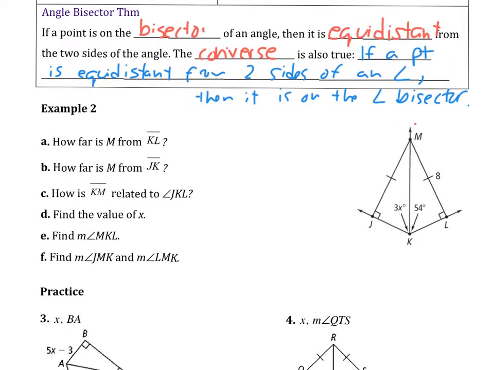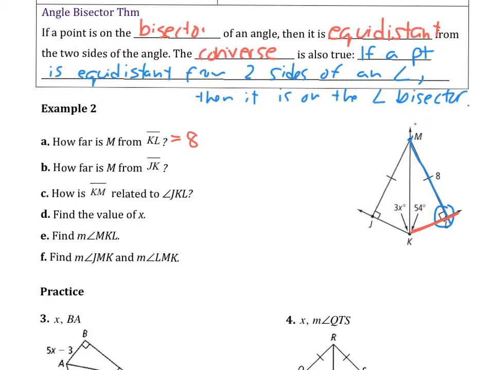All right, so how far away is M from KL? So let's see where M and KL are. All right, so let's see. Here is M. So how far away is M from KL? Well, that's right here, right? We know it's perpendicular. M approaches this side right here, KL, at a right angle. So that means it has to be 8. It's 8 units, so 8 feet, 8 inches, whatever.